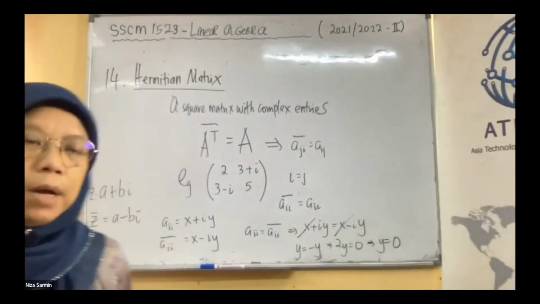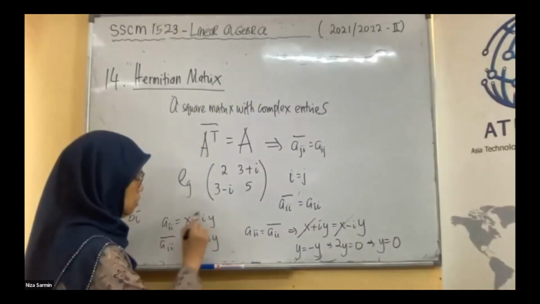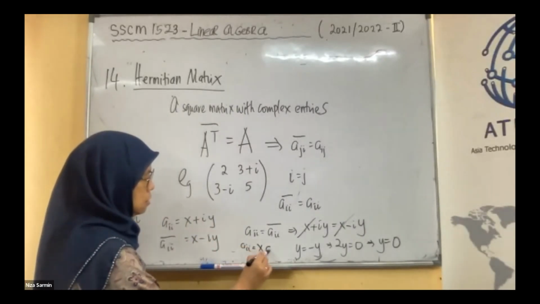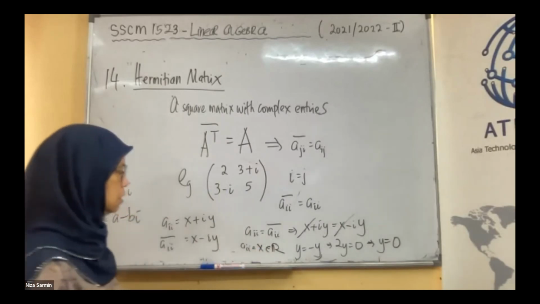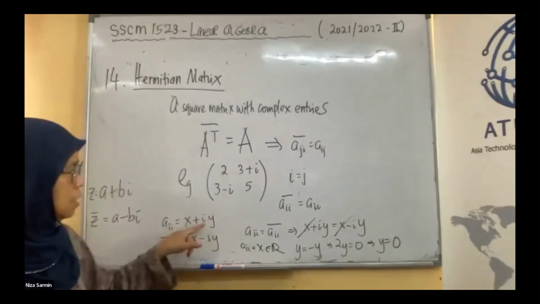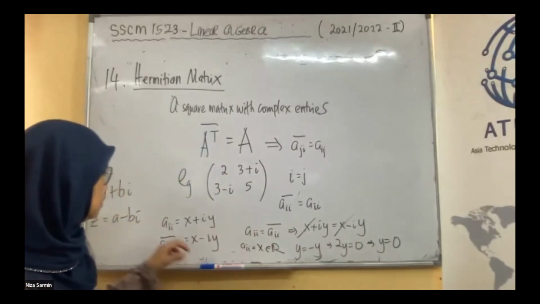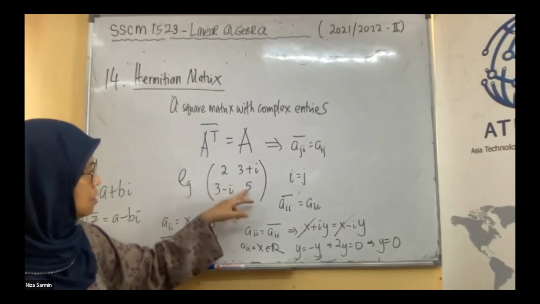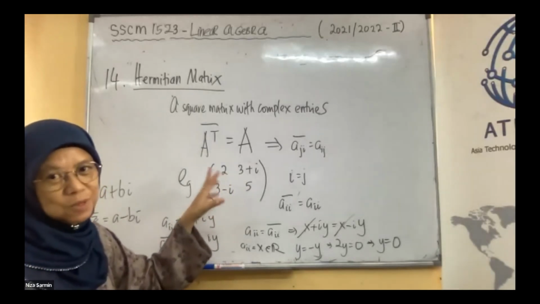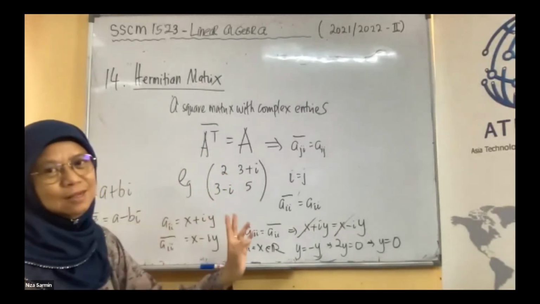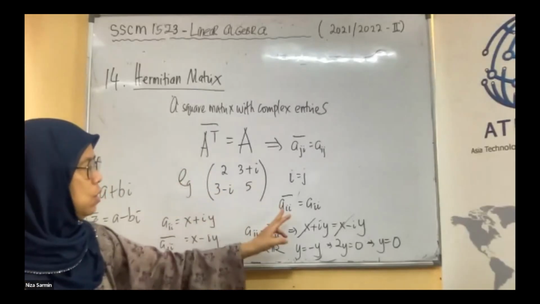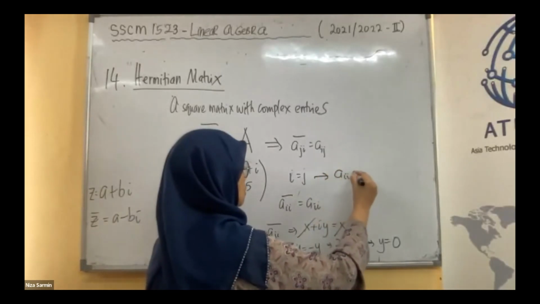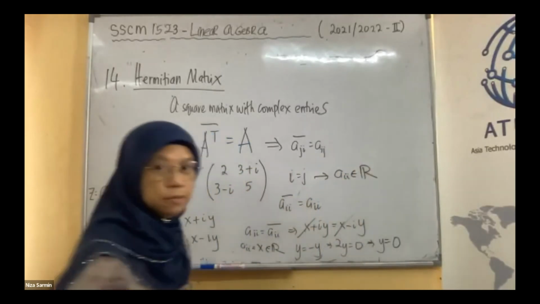And what does it mean that y is 0? Y is 0 means a_ii is just a real number. It's just R without the I. And you see this diagonal? There is no I, no imaginary number. It has to be just real. Okay, this is the condition. So when i is j, a_ii must be a real number.